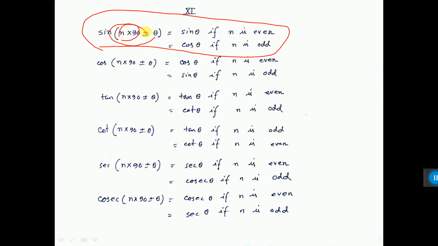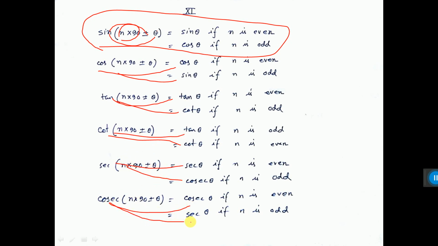So sin to sin or sin to cos. Similarly, cos to cos, cos to sin, tan to cot, tan to tan, cot to cot, cot to tan, sec to sec, sec to cosec, cosec to sec, cosec to cosec. Now only memorize one, the others will come automatically. So this formula you have to memorize.